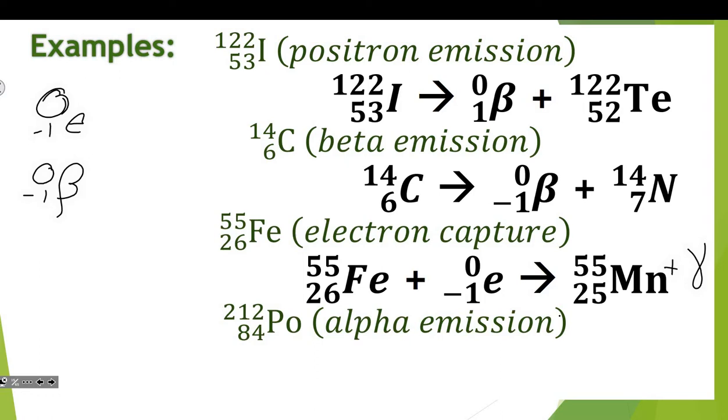Alpha. What's an alpha? 4-2 helium, or you can write 4-2 fish. Yep, 4-2 fishy. Remember not to put divide lines in between them. So for this one, would the alpha be first then? Would it be on the reactant side? Alpha emission, it's going to go on the product side.